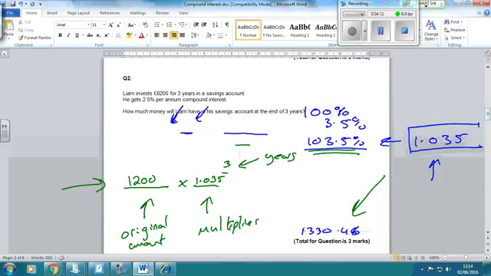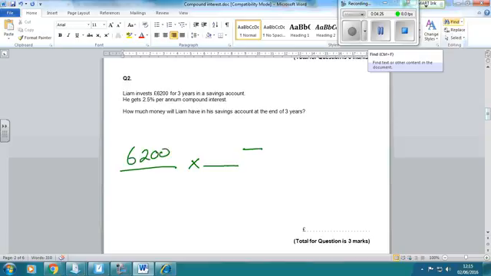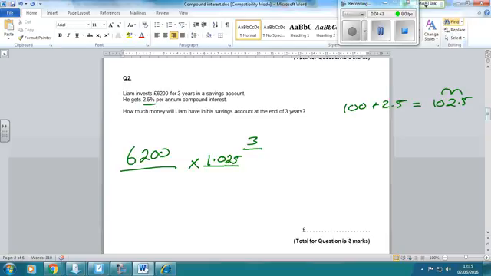Let's see if we can use the quick method now. We start off with our amount times our multiplier to the power of the years. The original amount is 6,200. Our multiplier is going to be for 2.5%. Again, 100% plus 2.5% equals 102.5%. Move that decimal place over twice, so that's going to be 1.025. The number of years is 3. So 6,200 times by 1.025 to the power of 3 is £6,676 and 72 pence once you've rounded it properly.